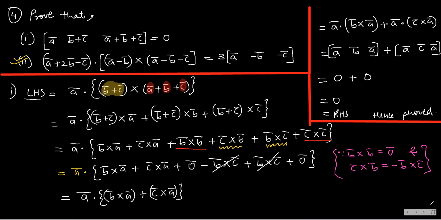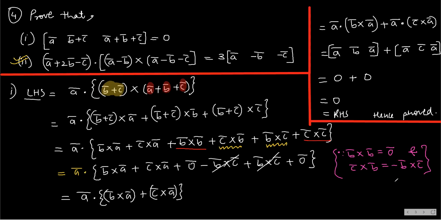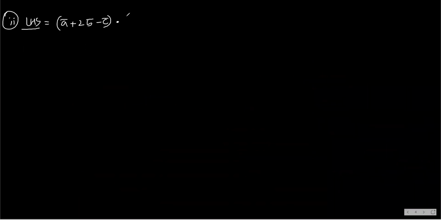What is the left hand side? The left hand side, I will write the second. I will begin with the left hand side, which is (a bar plus 2b bar minus c bar) dot ((a bar minus b bar) cross (a bar minus b bar minus c bar)). This is my left hand side.